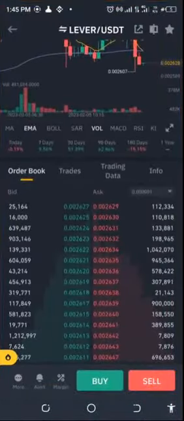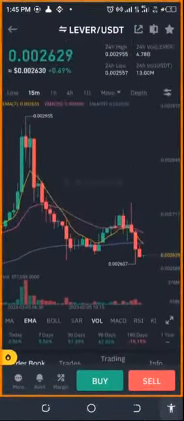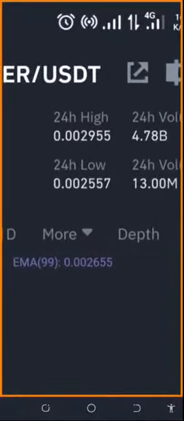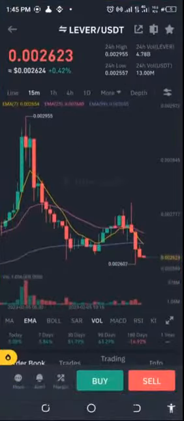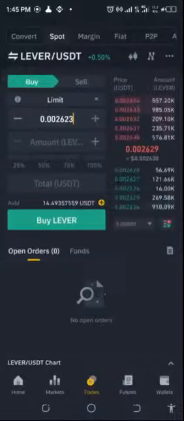And as you can see, if you check the 24-hour high and low, the high is 0.002955, while the low is 0.002557. So we're going to choose something in between. We're going to buy this coin by limit, but we're going to put our own price, slightly lower than what we have here. Currently this is the market price, but we're going to actually buy by limit.